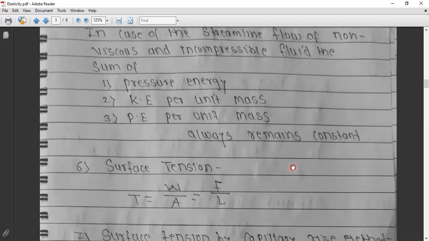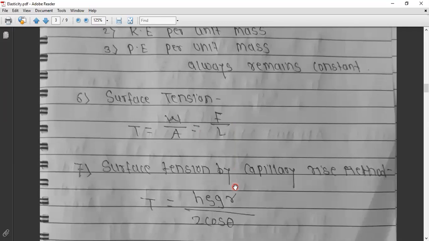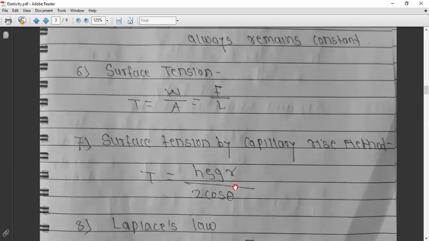So what is the surface tension? The surface tension is the potential energy per increasing area, or you can say work done per increasing area, and it is also force per length. The unit of surface tension is Newton per meter. Then to understand the surface tension, there is one concept known as angle of contact. So what is meant by angle of contact?